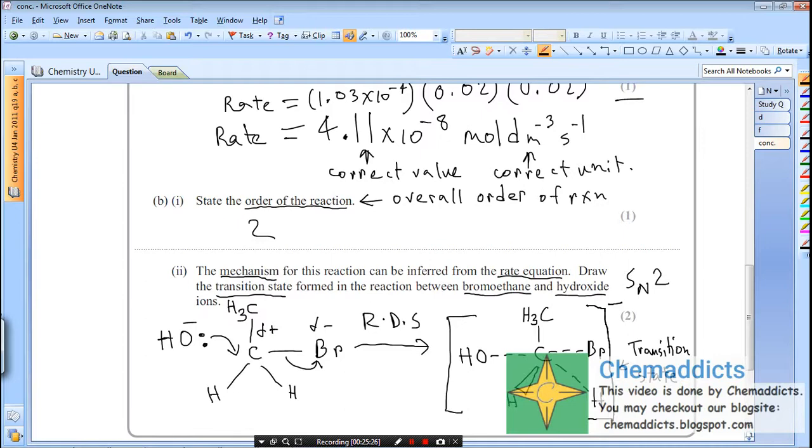Since two particles are involved in the RDS, this should be an SN2 mechanism, and the overall order for this reaction is 2. So this is an SN2 mechanism, a nucleophilic substitution mechanism. Particularly, this is a nucleophilic substitution mechanism, and two particles are involved in the RDS step. This step is the RDS, and this is how it goes.